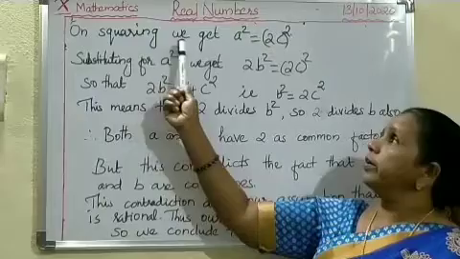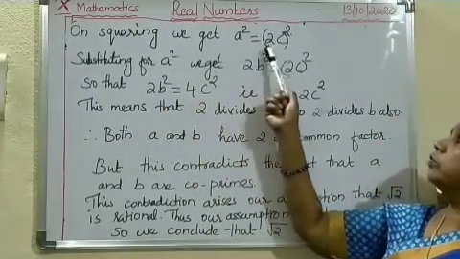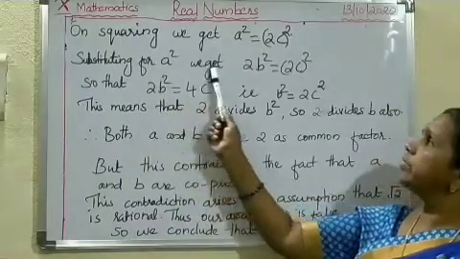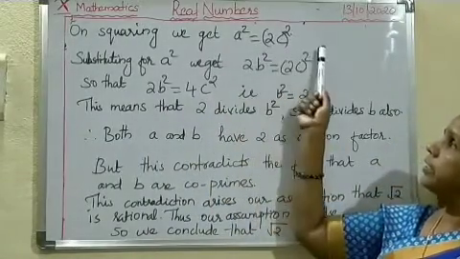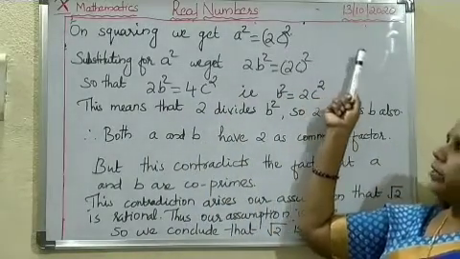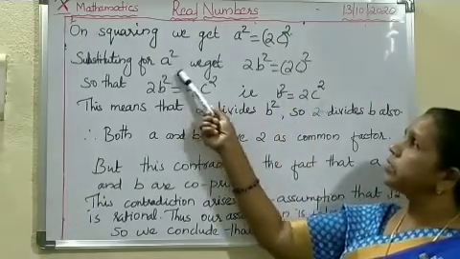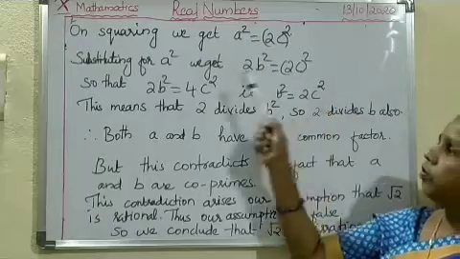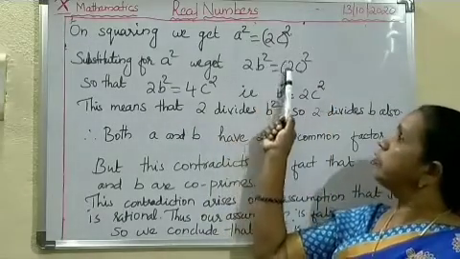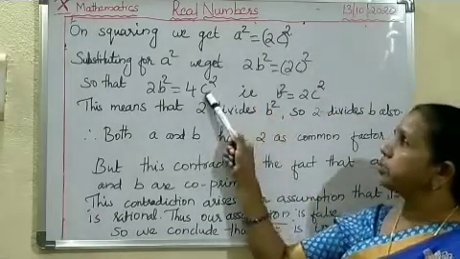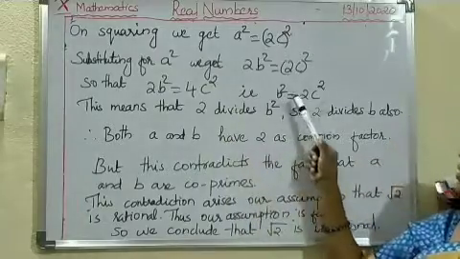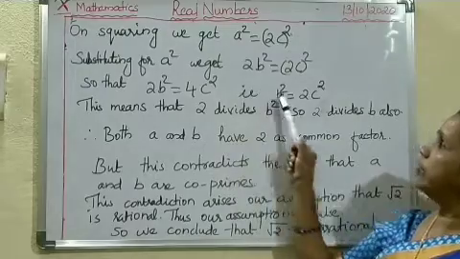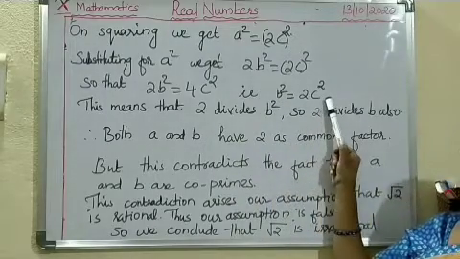On squaring, we get A square is equal to 2C whole square. Substituting for A square, which we already proved is equal to 2B square, we get 2B square is equal to 2C whole square, so 2B square is equal to 4C square. Cancelling the common factor 2, we get B square is equal to 2C square.